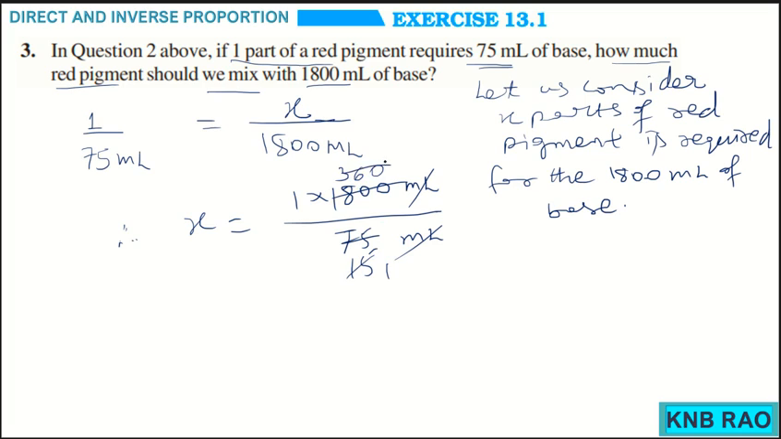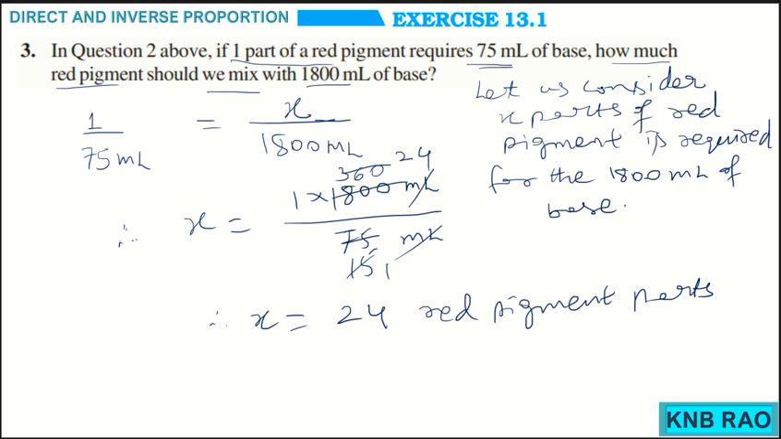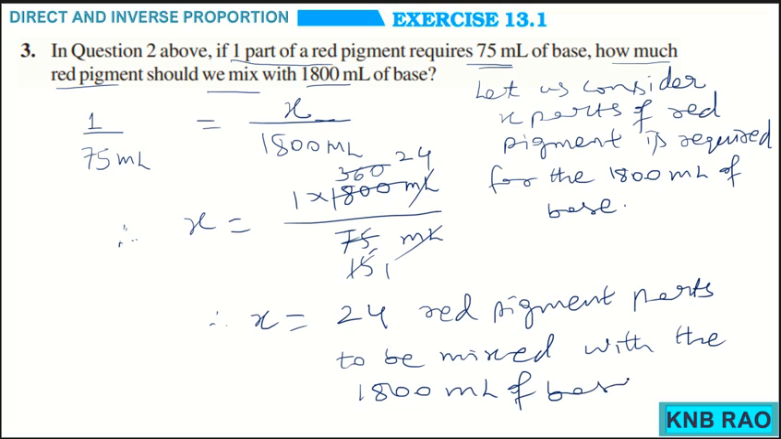Now 15 1s are 15, 2s are 30, 60 comes, here carry 6 and 60; it is 4s are 75. So 75 24s are 1800. Therefore, we have 24 red pigment parts. How much red pigment parts should we mix with the 1800 ml of base? So, this is how we solve this question.